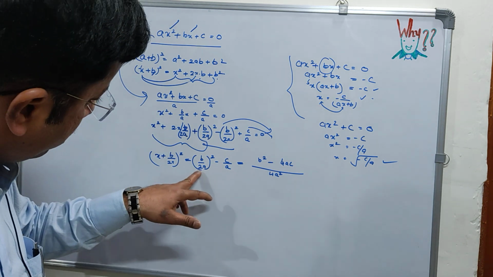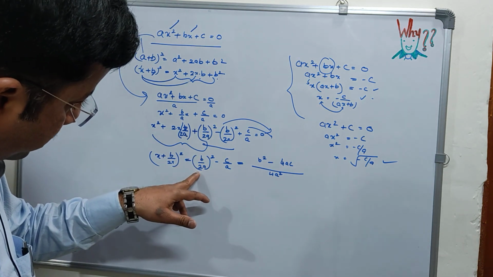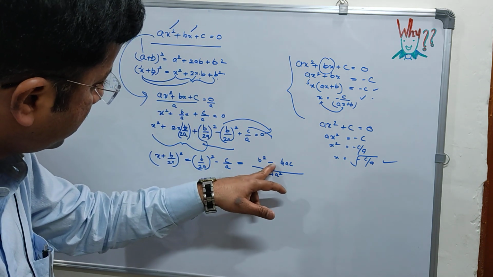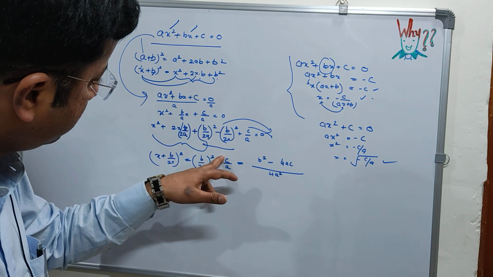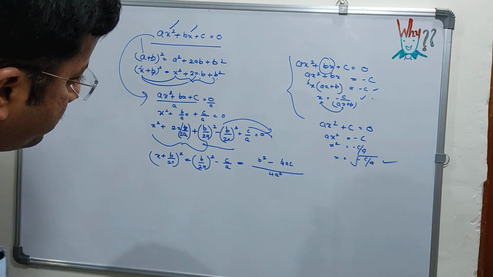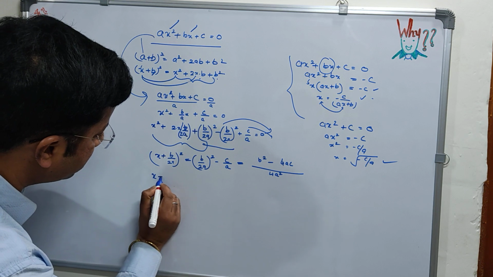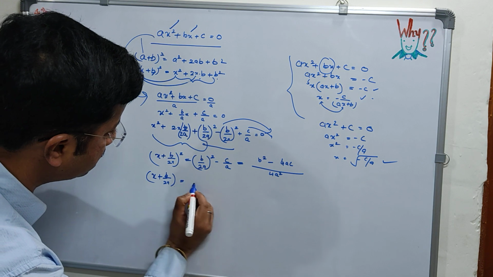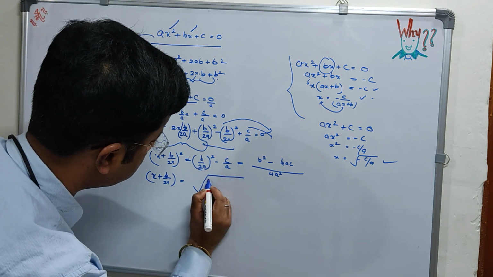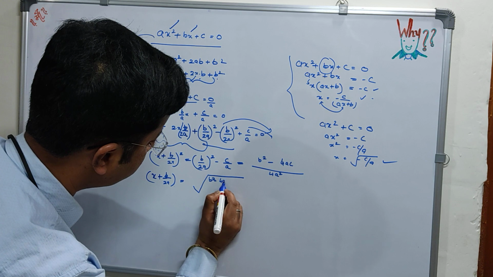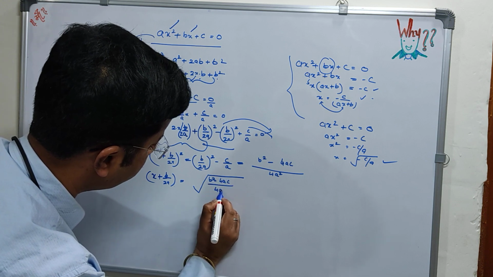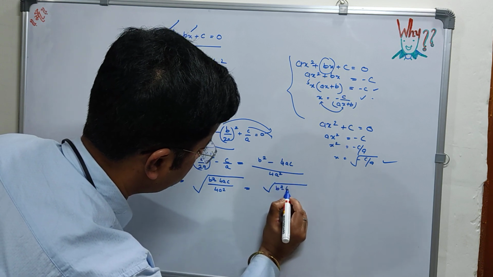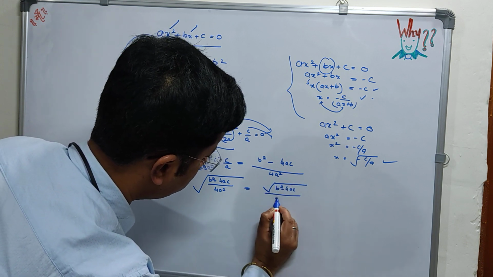You have understood. I have taken the LCM 4a square. This is b square by 4a square. The 4a square is the LCM. So this will be b square minus 4a times c, and the a square got cancelled. Now again it can be written x plus b by 2a equals to whole root of b square minus 4ac upon 4a square. This can be written as root of b square minus 4ac upon 2a.